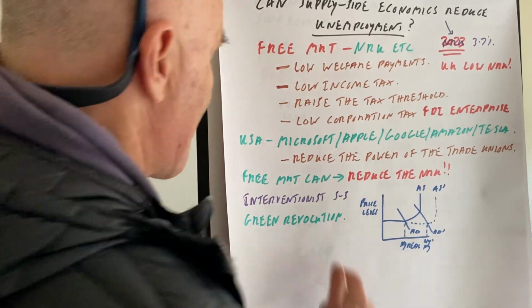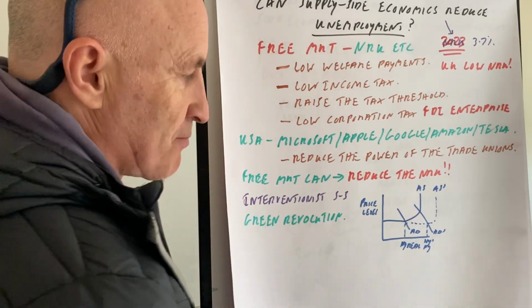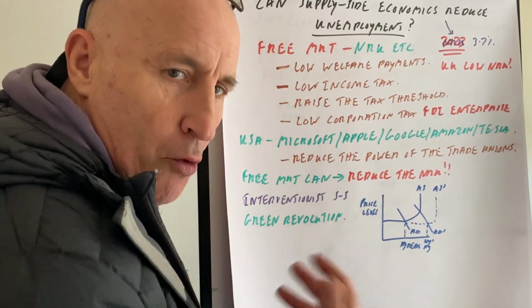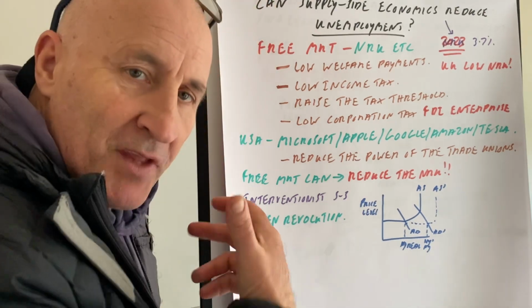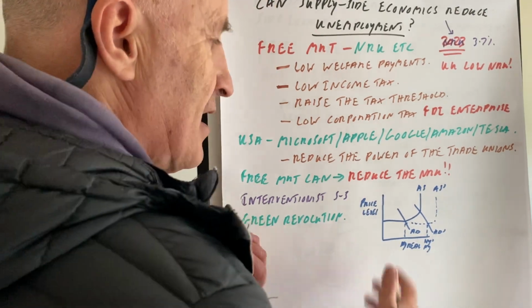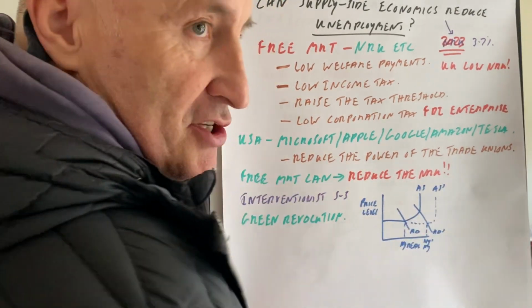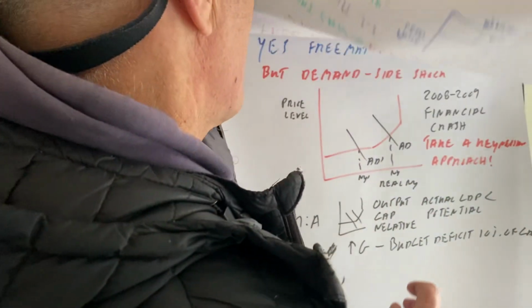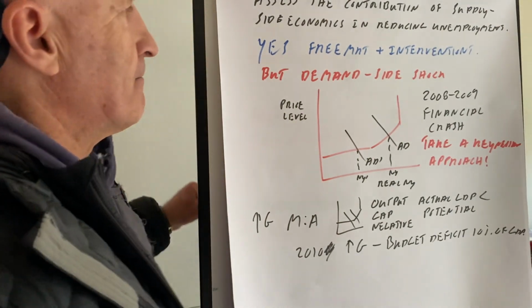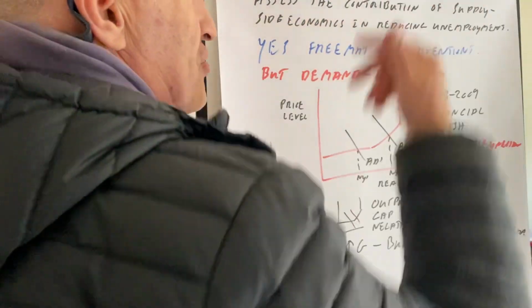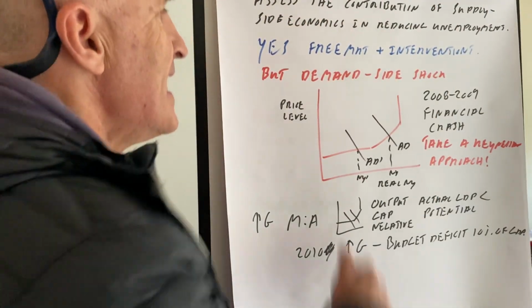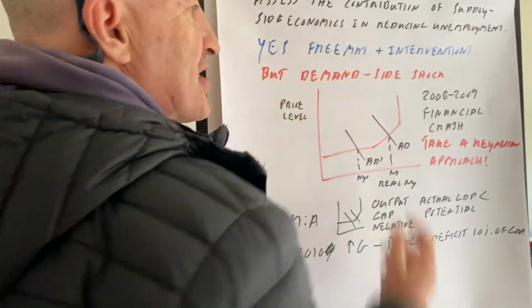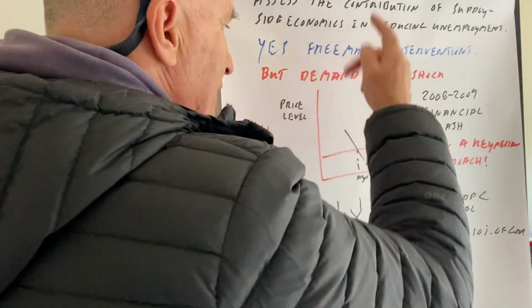Of course, we could also have a green revolution via intervention supply side, where the government spends loads of money on wind turbines, onshore wind turbines. That is a really cheap form of electricity. So therefore, that would be a supply side shock. And it would actually also increase AD because people wouldn't have such large energy bills. Okay. So assess the contribution of supply side economics to reducing unemployment. Yes, free market and interventionist will decrease unemployment, particularly free market.